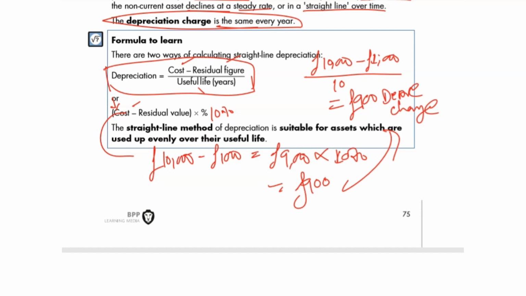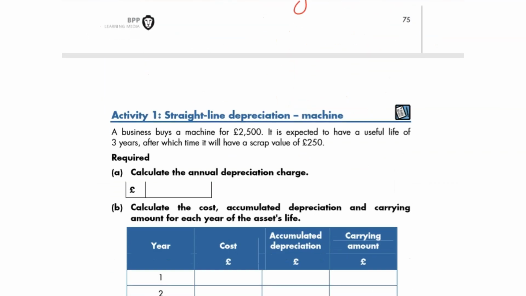Remember, the straight line method is suitable where assets are used evenly over the useful life. For example, it could be a building, or furniture, fixtures and fittings. These are mostly where we use a straight line method because it is evenly used every year. It's not a machinery where in the first few years it's heavily used and in the next few years the machine becomes weaker and the usage becomes less. It's not like that. For that we're going to use the diminishing or reducing balance method, right?